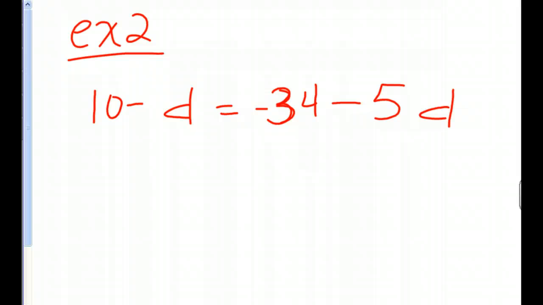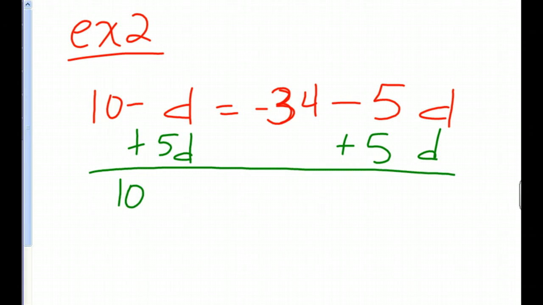All right, example 2. 10 minus d equals negative 34 minus 5d. So, again, which one do you want to do? Do you want to add d to both sides over here, or do you want to add 5d to both sides? It doesn't matter which one you do. You'll end up getting the same answer. So, what I want to do is add 5d to both sides.